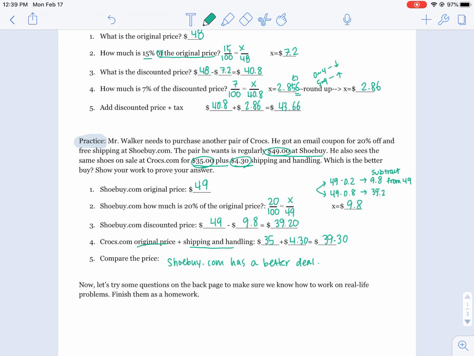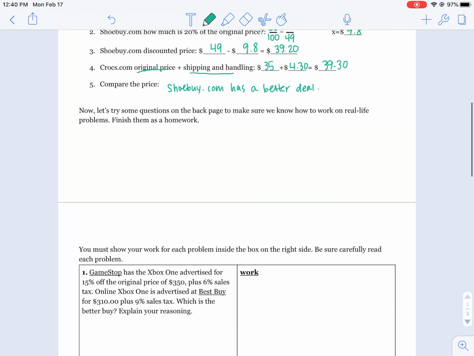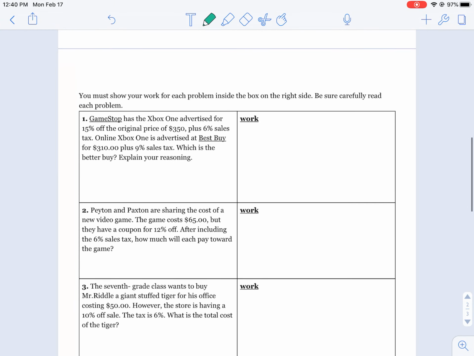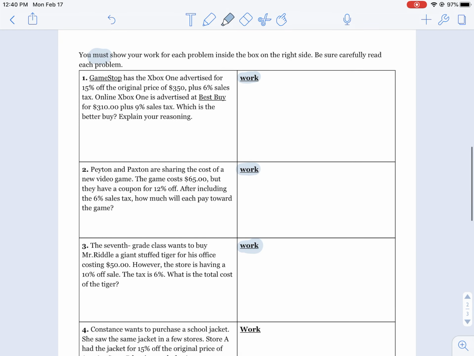If you get to finish it in class, good for you. You don't have any homework. If you did not have enough time to finish it at home, you have time to finish it at home as a homework. You only have 4 questions. Okay. Make sure you know you must, I'm going to highlight this, you must show your work for each problem inside the box on the right side. So you see these parts, work, work, work. Okay. On the right side, and be careful to read each problem.